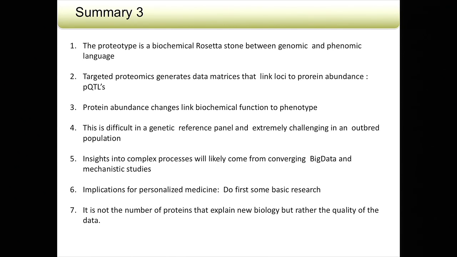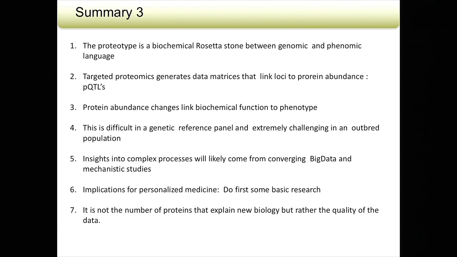These are pQTLs. I showed a few examples of that, lastly, in the context of this two amino adipate story. Protein abundance changes link biochemical functions to phenotype, which clearly demonstrated. This is difficult in a genetic reference panel and extremely challenging in an outbred population. So I think we have a lot to learn how to actually approach the cardinal questions of personalized medicine, like the three questions I posed in the slide before.